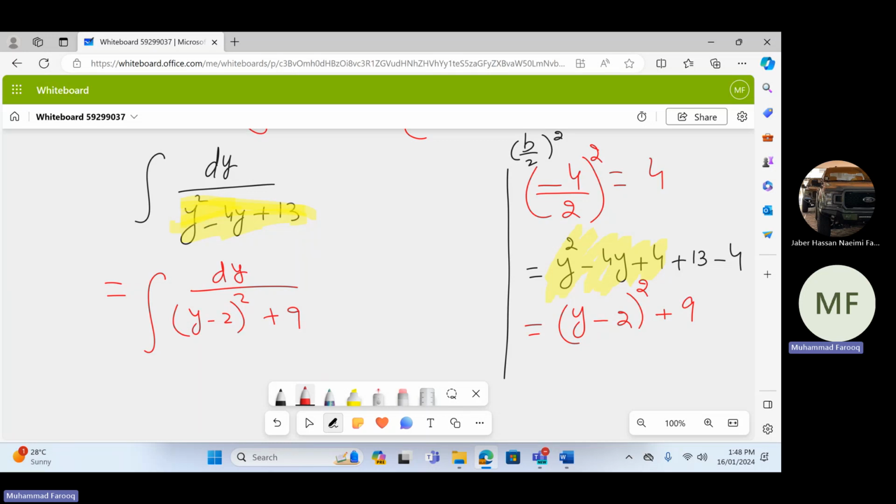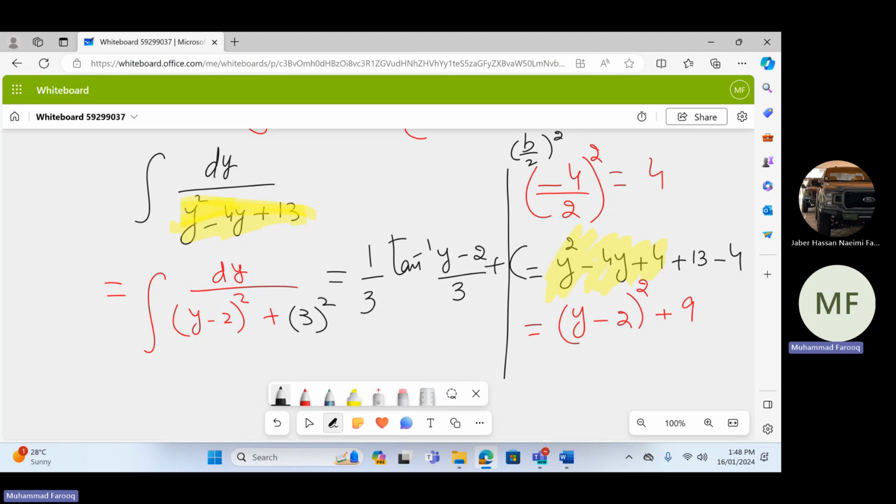Which format is this? Yes, number 10, because it is a constant squared. 9 I can write as 3 squared. So this is a squared plus u squared. So this is basically 1 over a. What is my a? 3. So 1 over 3 times tangent inverse of u, my u is y minus 2, divided by a, which is 3. And plus C because this is indefinite. That's a good answer.